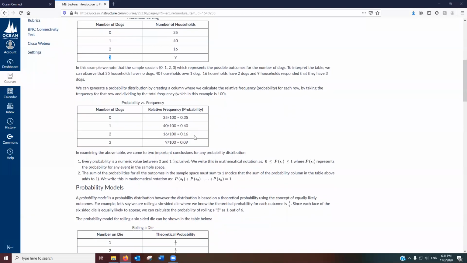Well, a probability distribution is really calculating the relative frequency for each one of these rows in the table. So the way I calculate the relative frequency for each row is I take the frequency for that row and divide by the sum of all the frequencies. Again, we talked about this in the last module. Well, for the first row, there were 35 families that had 0 dogs out of 100 families altogether. So 0.35 or 35% of families own 0 dogs.